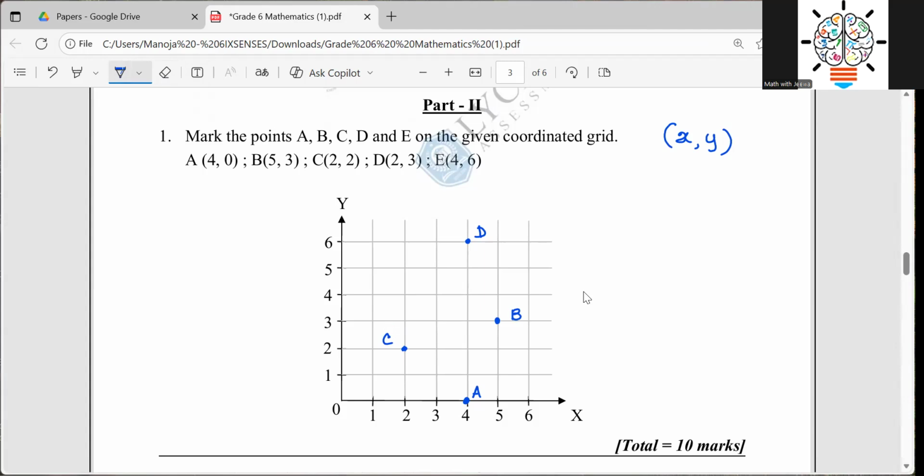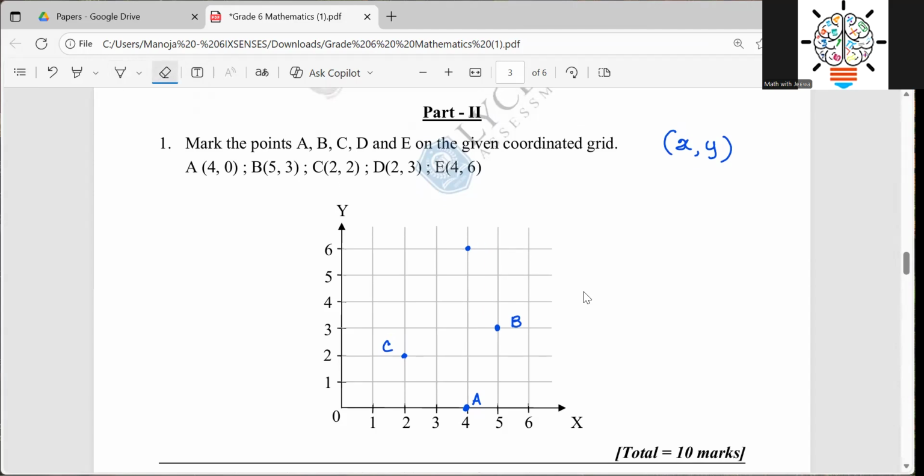Mark the points A, B, C, D, E. Oh, what did I miss? Wait. 4, 6 is E. 2, 3. Okay, I have this one also, D. Right? I want to double check. 4, 0, 5, 3, 2, 2, 2, 3, 4, 6.